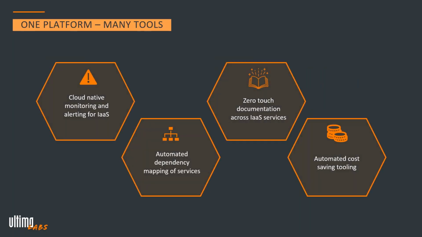So talking about that tooling, we have cloud native monitoring for infrastructure as a service. So this is those virtual machines, etc. We do automated dependency mapping of services. So if you need to troubleshoot, work out what's talking to what, or in some cases, what isn't talking to what when it should be, that's all provided as part of it. Zero touch documentation across those IaaS services. So you fully document that environment, giving you a point in time to say, okay, here is a solid benchmark that we know where everything is. There's also automated cost saving tooling that sits within here. So we're trying to keep this nice and simple, with easy to use tools as well.